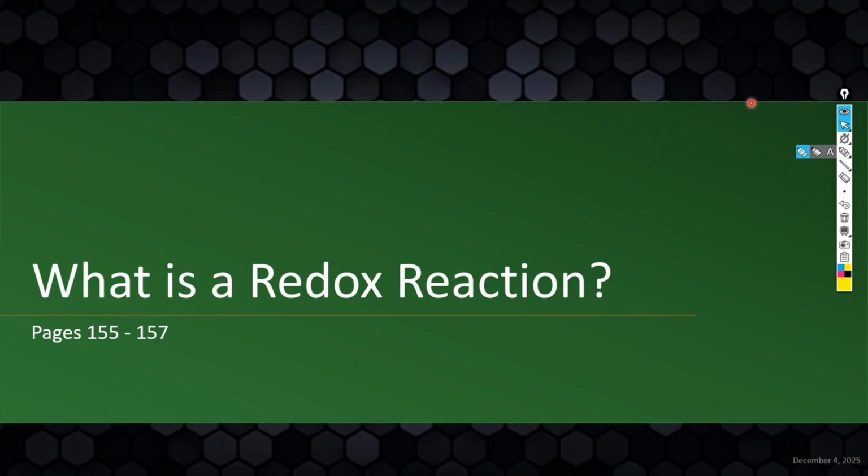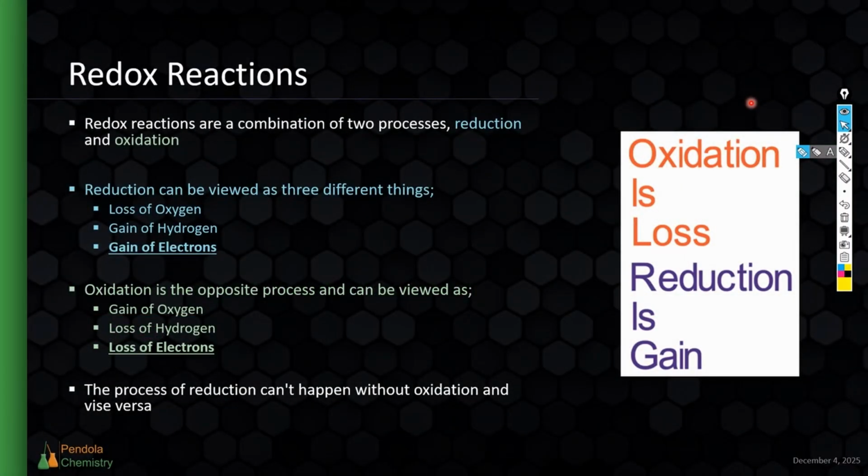Section 1 is just going to quickly go over what a redox reaction is. So let's get started. Redox reactions are a combination of two processes that have to happen at the same time: reduction and oxidation. That's where the term redox comes from. It's a mixture of the two terms. So oxidation and reduction are two sides of the same coin.